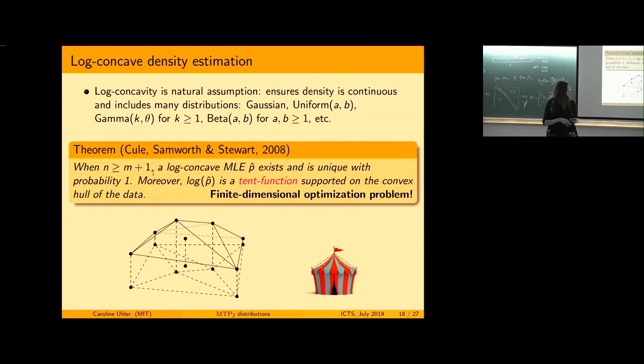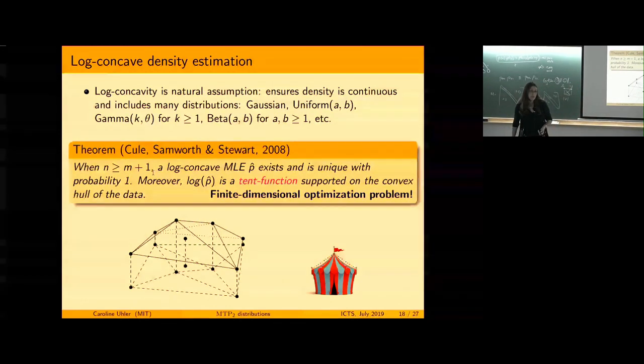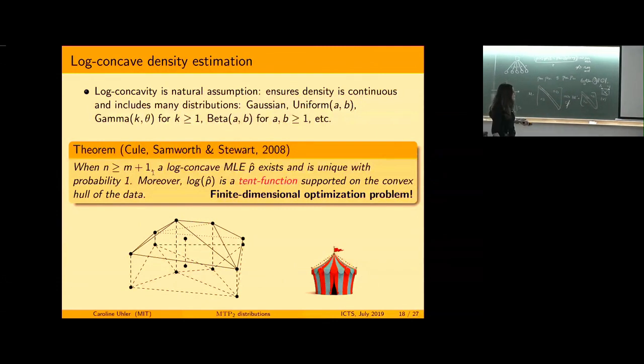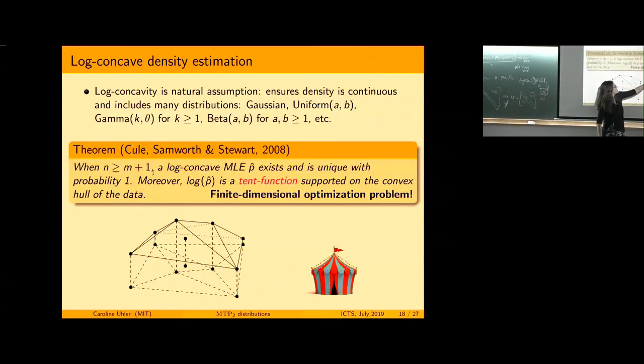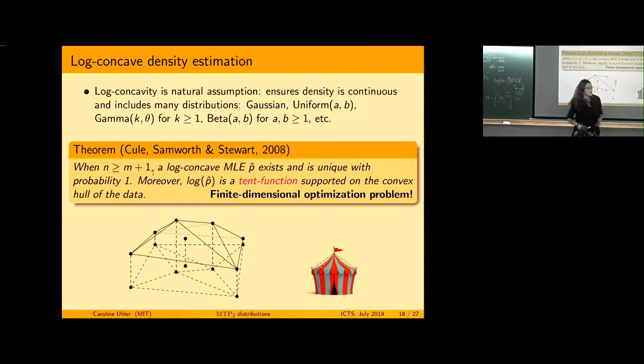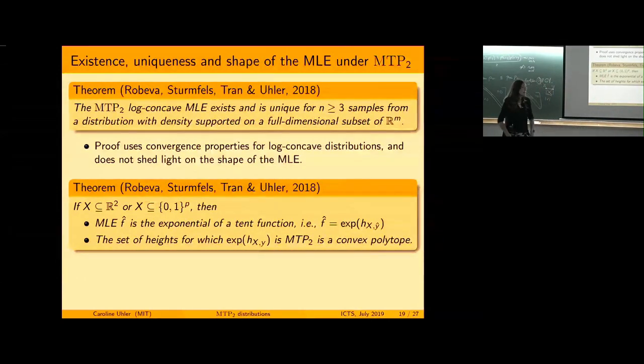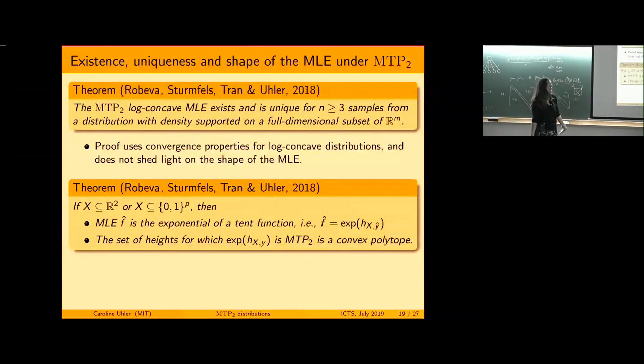And so the question was, well, do we have something similar under MTP2, right? Do we also just get a tent function out? And in fact, what you can also show here is that it's a convex optimization problem. So not just finite dimensional, but also convex. So you can actually solve it efficiently. And it turns out that under MTP2, we also have something similar, at least in dimension 2, or in the binary setting. So we also can solve it as a finite dimensional optimization problem. We also know it is a tent function.